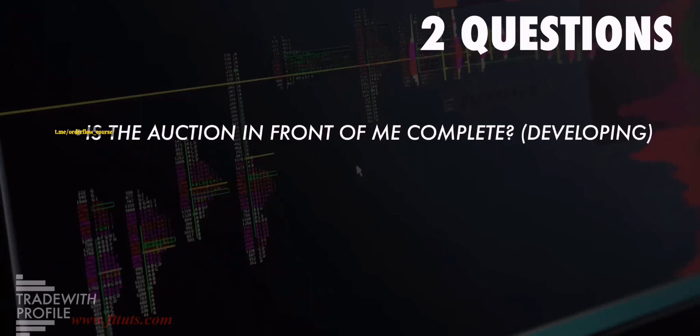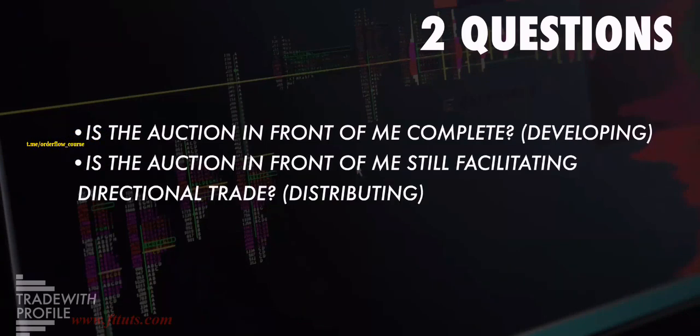Now, we use questions a lot in the auction. Anytime you're in front of a market, you want to ask questions of the auction to help give you feedback rather than to assert what you believe. Just ask questions of it. And one question that we ask is, is the auction in front of me complete or developing? Or is the auction in front of me still facilitating directional trade or distributing?